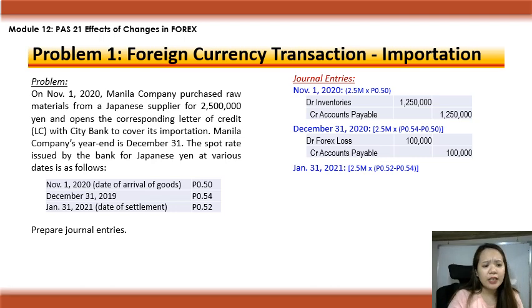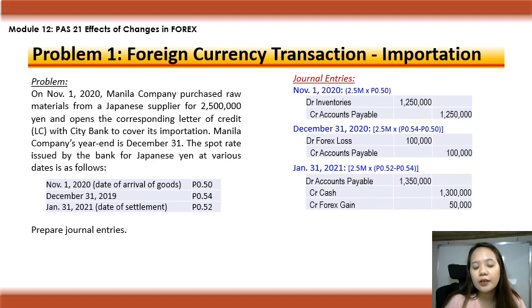And then, on the date of settlement, bumaba naman, na-reverse, no? Bumaba naman yung exchange rate mo, naging 0.52. So, yung baba niya, i-recognize mo lang yung balance ng accounts payable. That will be 1,250 plus 100,000 na remeasurement. That will be debit accounts payable 1,350. Credit cash. So, kung magkano yung settlement mo, which is 0.52 times the 2.5 million yen foreign currency unit, that will be 1.3 million pesos. And then credit forex gain for the difference.